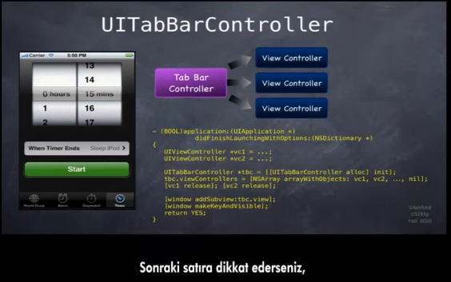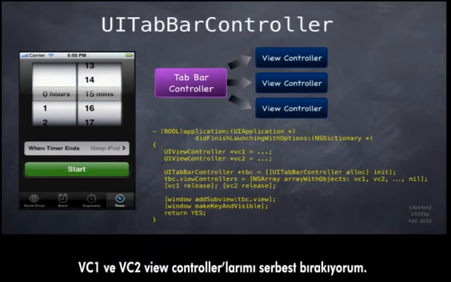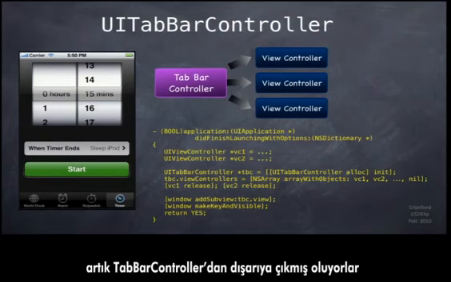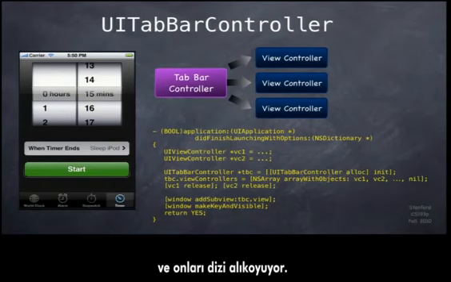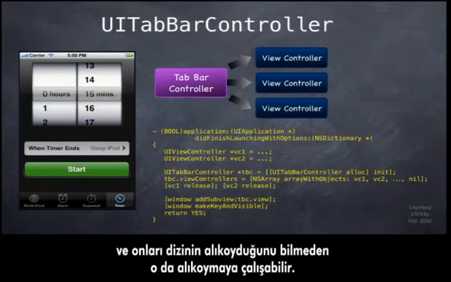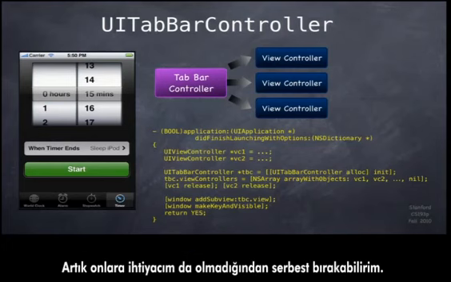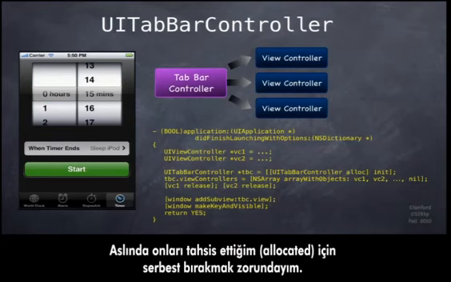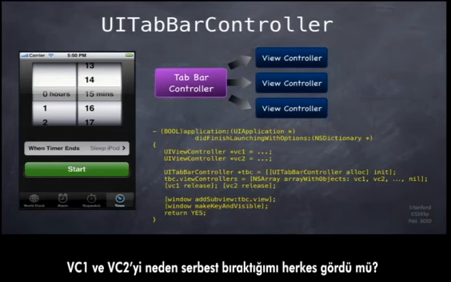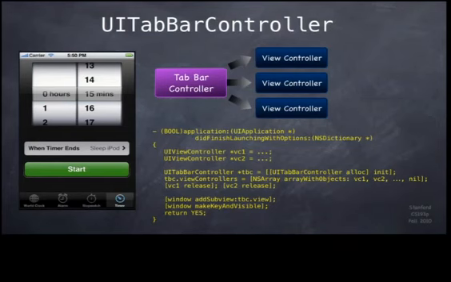Notice on the next line, I'm releasing my 2 view controllers, my VC1 and VC2. Because once I've put them in the array that goes off to the tab bar controller, the array is going to retain them. And if the tab bar controller wants to use them, it's going to retain them too, maybe, unless it keeps that array. So I don't need them anymore, so I'm just going to release them. In fact, I have to release them here if I alloc them. All right, does everyone see why I'm doing that VC1 release, VC2 release?